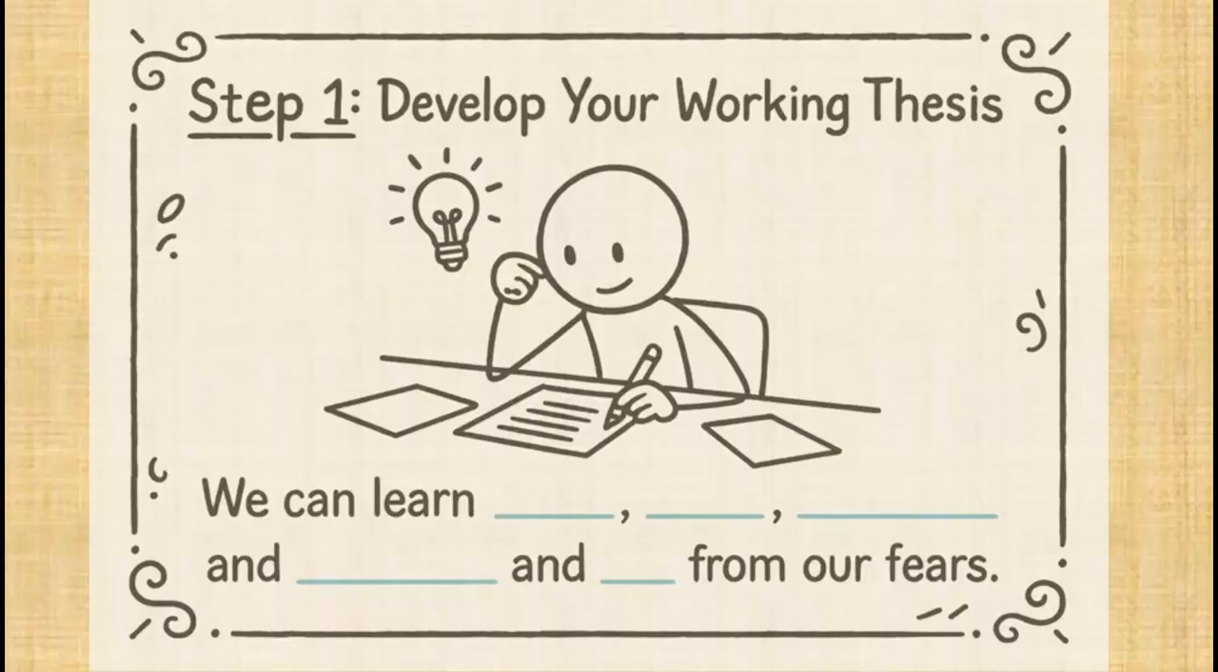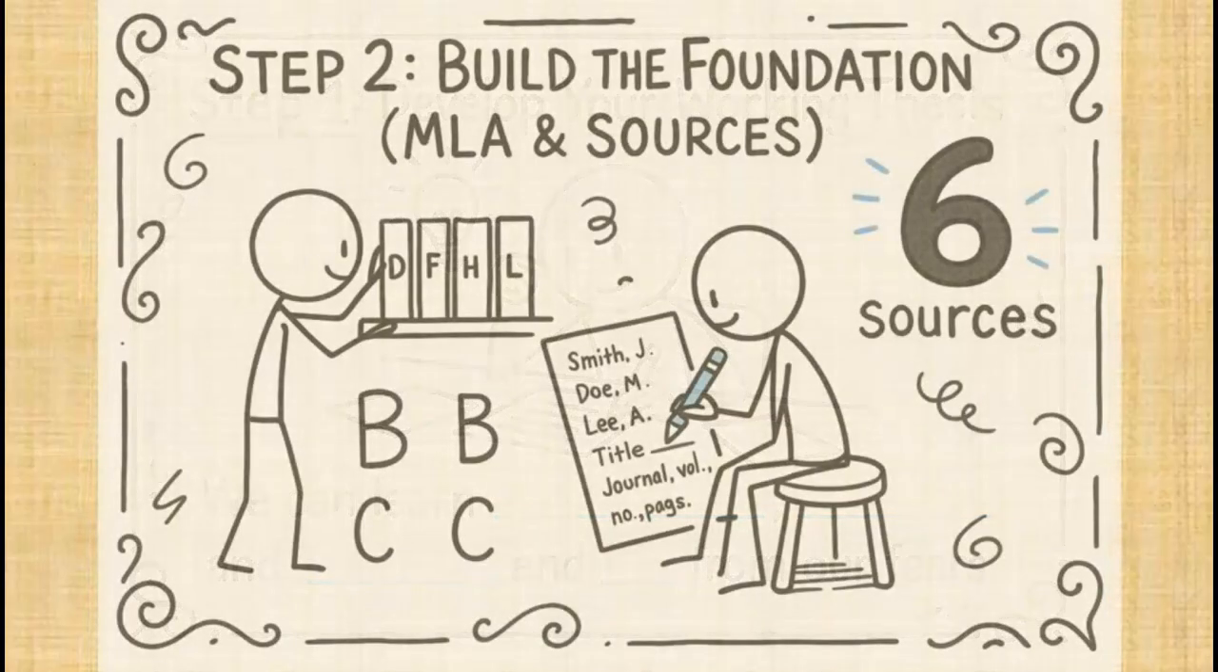All right, so now let's take a look at what comes after I have developed the working thesis. Next, you'll need to choose the 6 sources from our common pool of sources on the Fear Unit Padlet and create alphabetized bibliographic entries in MLA format for each one.